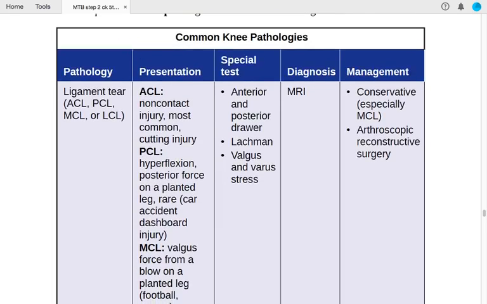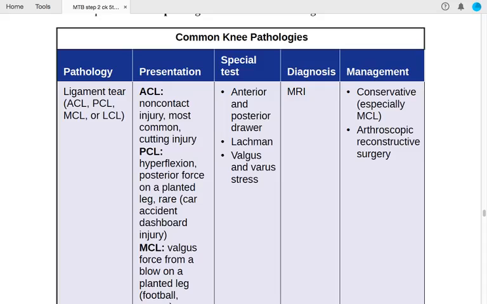So how are we going to diagnose these patients? The special tests for these injuries are the anterior and posterior drawer, the Lachman test, and the valgus and varus stress tests. You have already watched the videos of these three tests. From a diagnostic point of view, diagnosis is purely based on MRI, right? So it's the final diagnosis, and it should be the most accurate one.